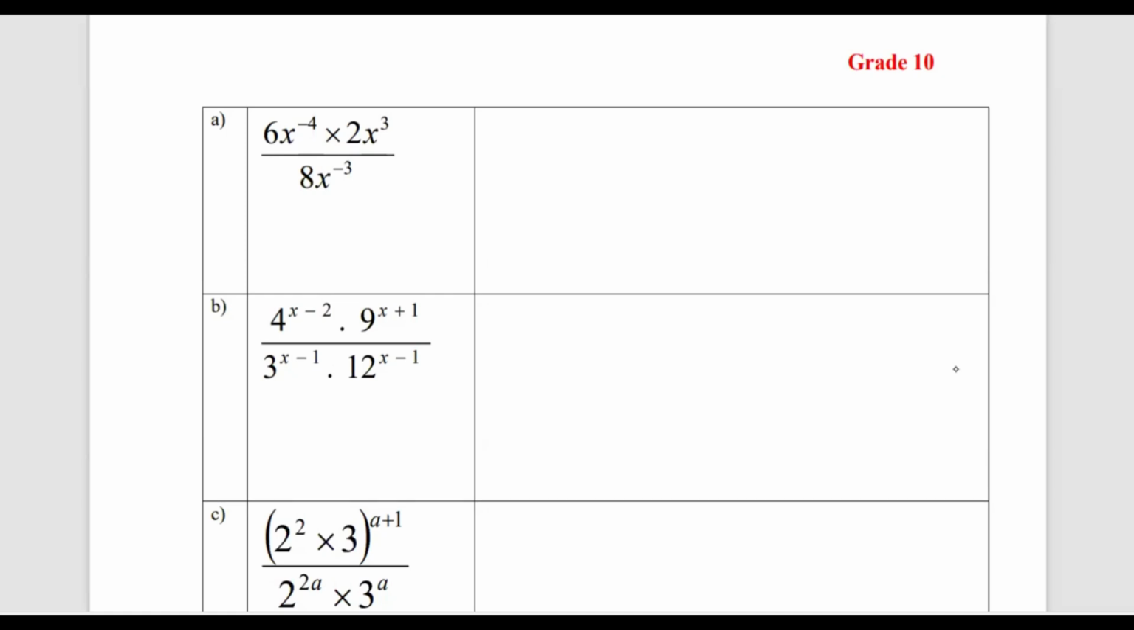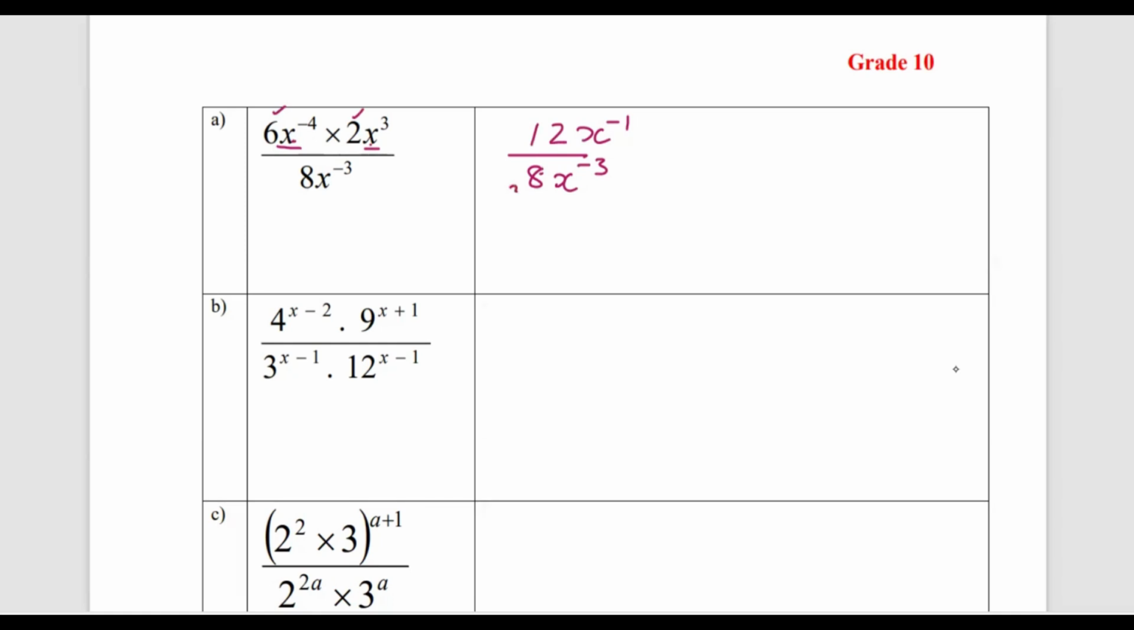So let's deal with the coefficients first. What is 6 times 2? That's going to be 12. And then these bases are the same, x and x, so we shall have to add the exponents. So that's going to be x to the negative 1, over 8x to the negative 3. Now, I have 12, I have 8. I can divide this by 4.